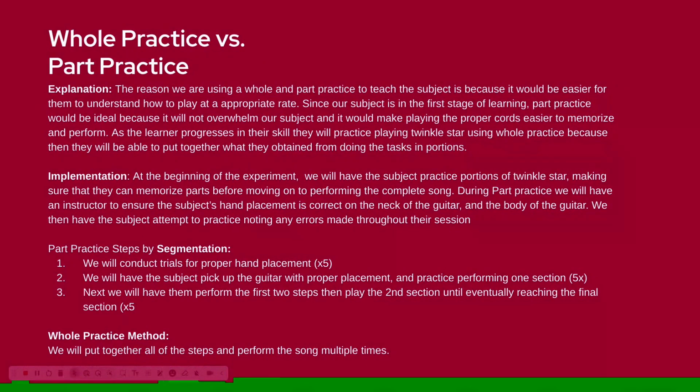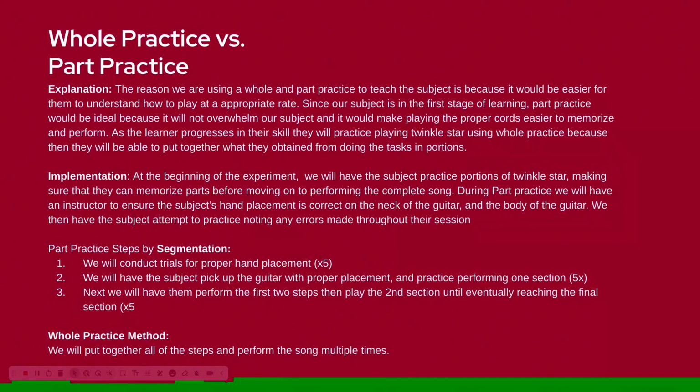Now here are the implementations. At the beginning of the experiment, we will have the subject practice portions of Twinkle Star, making sure they can memorize parts before moving on to performing the complete song. During part practice, we will have an instructor to ensure the subject's hand placement is correct on the neck and body of the guitar. We then have the subject attempt to practice, noting any errors made throughout their session.